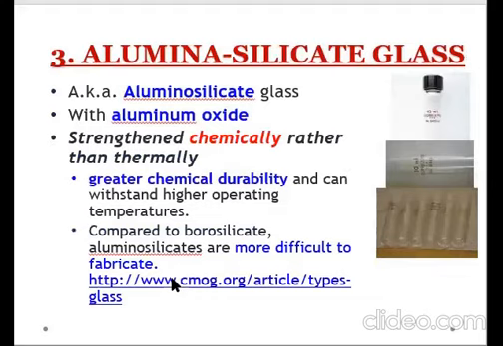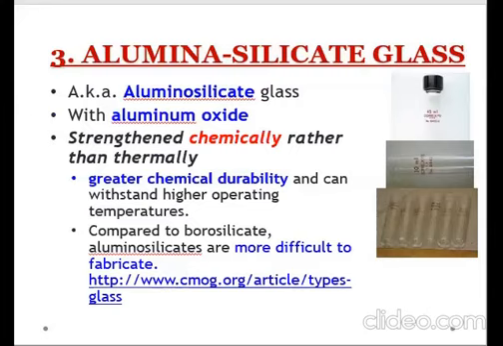The third one is your alumina silicate glass. This one is also known as your aluminosilicate glass. So it is called as aluminosilicate or alumina silicate is because it contains silica, same with your borosilicate, as well as aluminum oxide. Okay, so this one, the characteristic of this one is that it is strengthened chemically rather than thermally. So that is why it has greater chemical durability. And also compared to your borosilicate, your aluminosilicates are more difficult to fabricate.